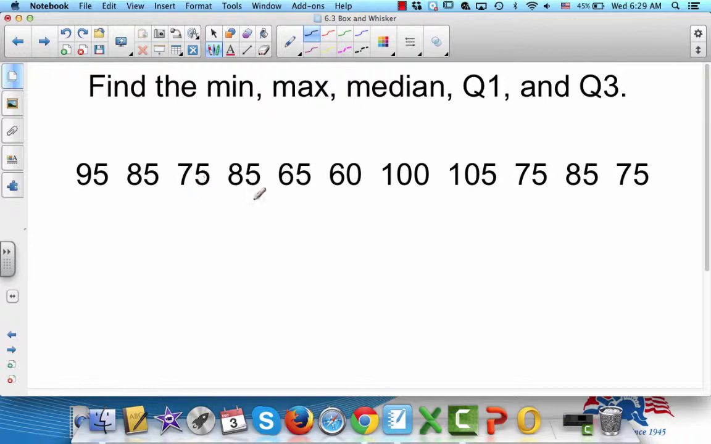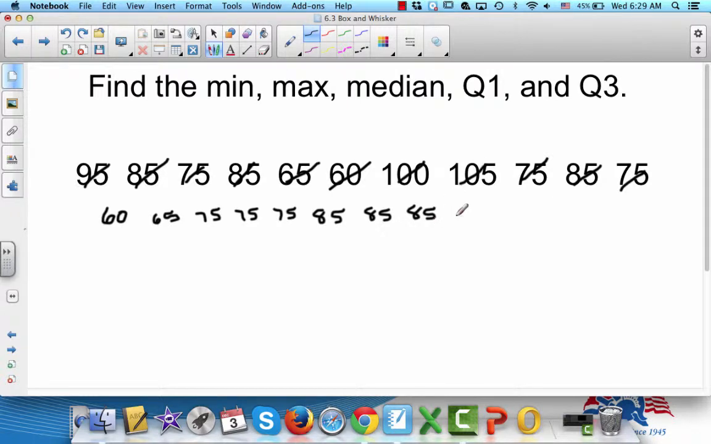Okay, so let's put them in order. We've got 60 is our lowest number, so we put 60, and then next is 65, and then we've got 1, 2, 3 75s, and 1, 2, 3 85s, and then 95, 100, and 105.